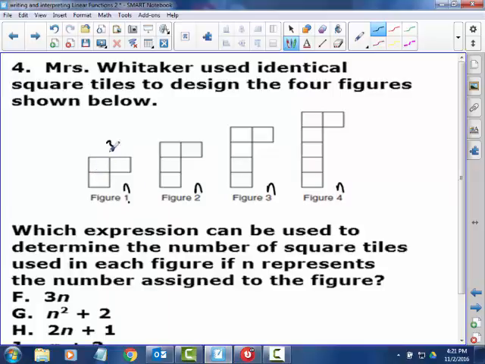2, 3 tiles, 4 tiles, 1, 2, 3, 4, 5 tiles, and 1, 2, 3, 4, 5, 6 tiles. Okay.